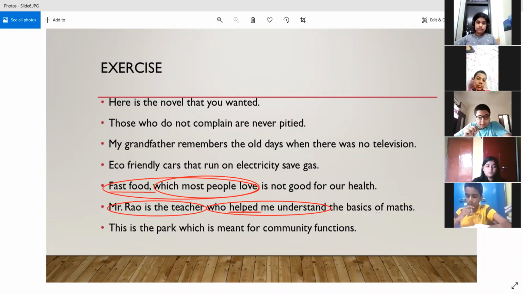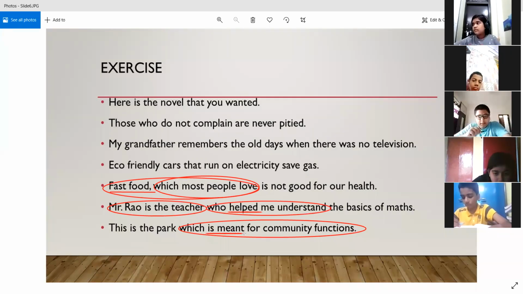Sir, the adjective clause will be which is meant for community function. Yes, because it is describing the park. It is giving us some extra information about the park. Which park? Basically, it is telling us which park. So we are getting some information about the park. Yes, the verb is meant. Is is the helping verb and meant is the main verb. So this is how we have understood.